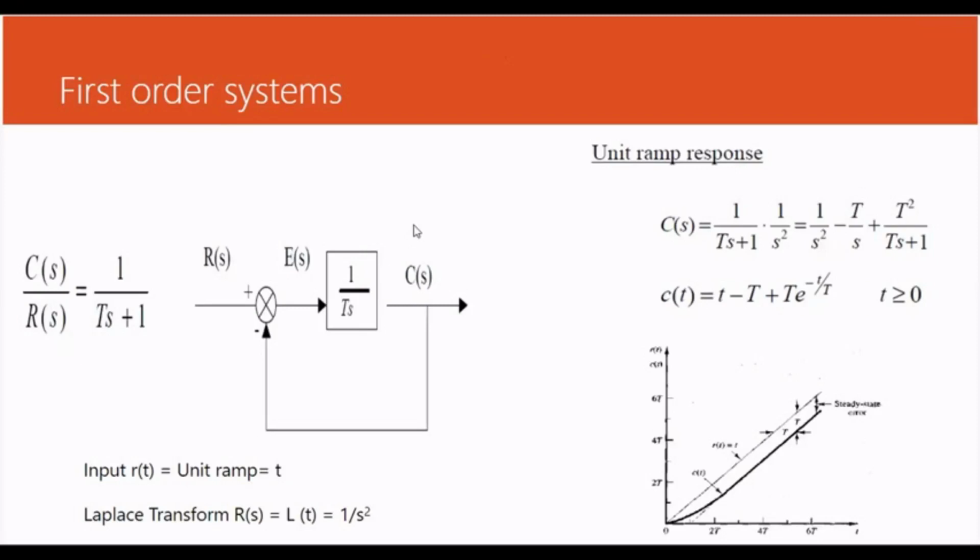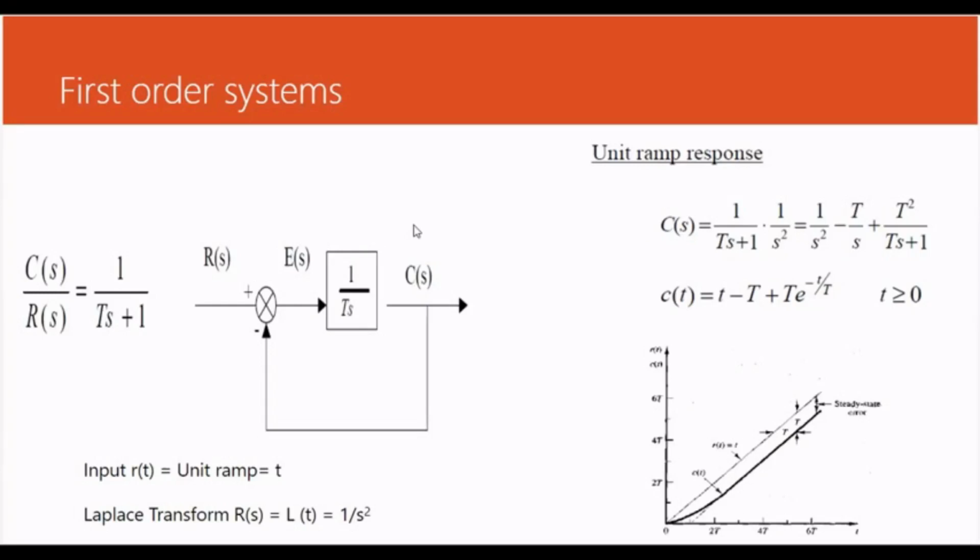Okay? So, ganun pa din ang gagawin nyo. Unlike nung kanina, wherein ang ating Laplace transform is iba. Ngayon kasi is T na yung unit response natin. So, multiply nyo sila. 1 over Ts plus 1 multiplied to 1 over S squared, which will give you the answer 1 over S squared minus T over S plus T squared over Ts plus 1.